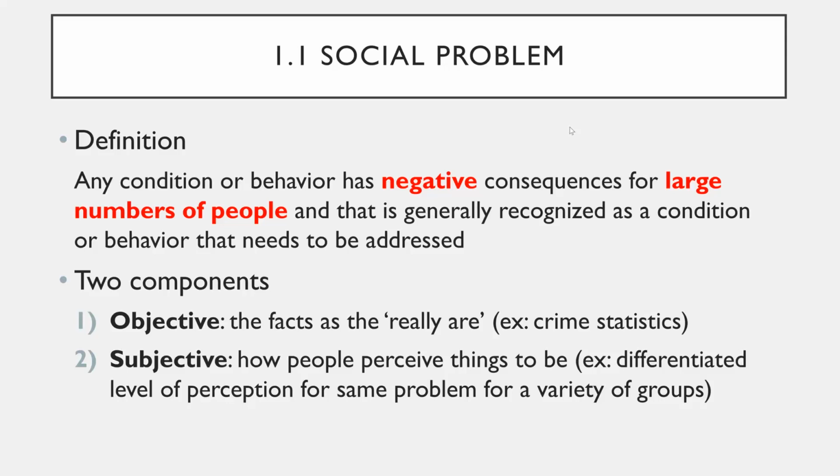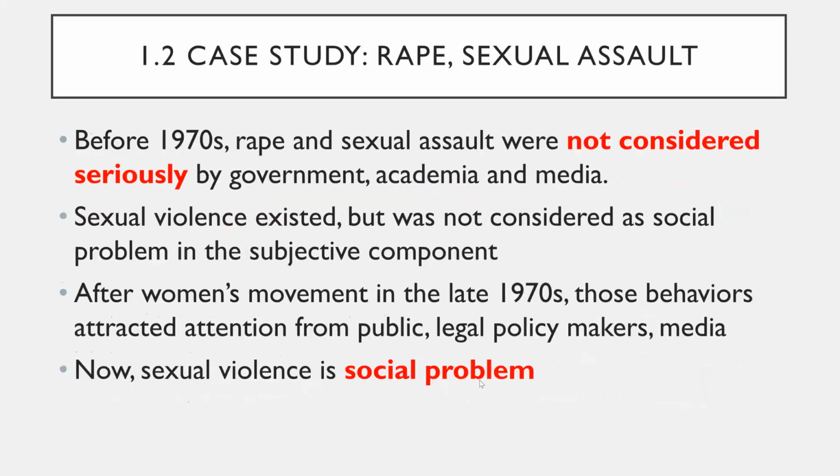And also, you can see the subjective component of a social problem. This is about perception, which is how people perceive things. For people such as Asians or some minorities, some problems are very serious. However, for other major races, some problems are not very serious. So in the subjective component, perspective on the social problem is important. One case study can be provided to see those components.